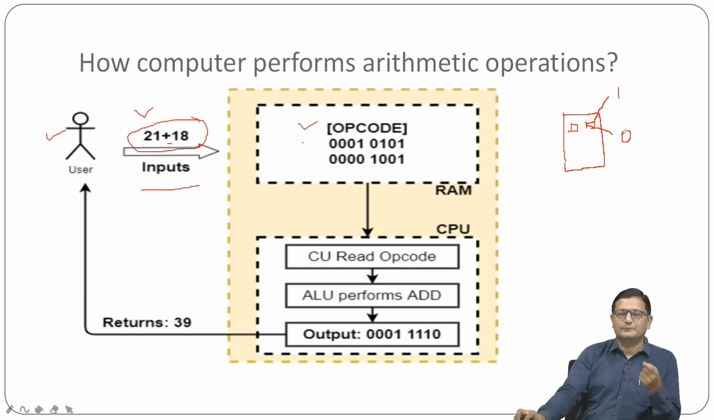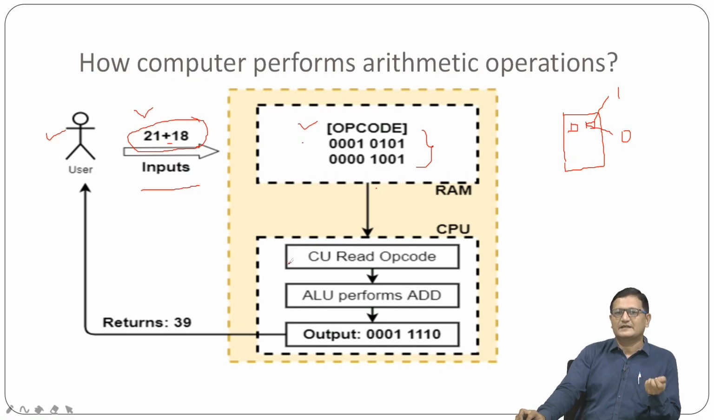So see, in the computer's memory we can't put this 21 or 18 or anything like that, right? In the computer's memory we can store only binary. So whenever you give any decimal number, the computer converts that number into binary like this. Now this binary will be taken by the CPU, right?